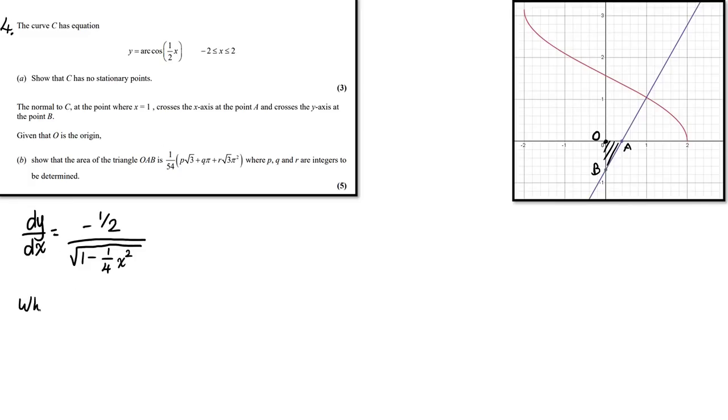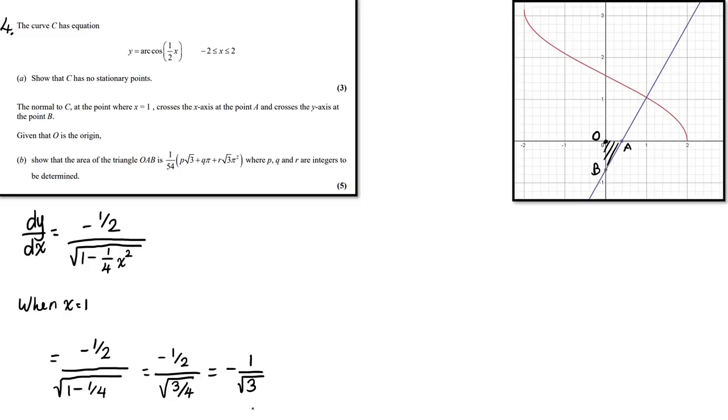And now we substitute x equals 1. So when x equals 1, what I get then is minus a half all over the square root of 1 minus 1 over 4 x squared. So if x is 1, that's just 1 minus a quarter. So what I get then is minus a half all over the square root of 3 over 4, 3 quarters. And then if we simplify that here, I get minus 1 over the square root of 3. Okay, so minus 1 over the square root of 3.